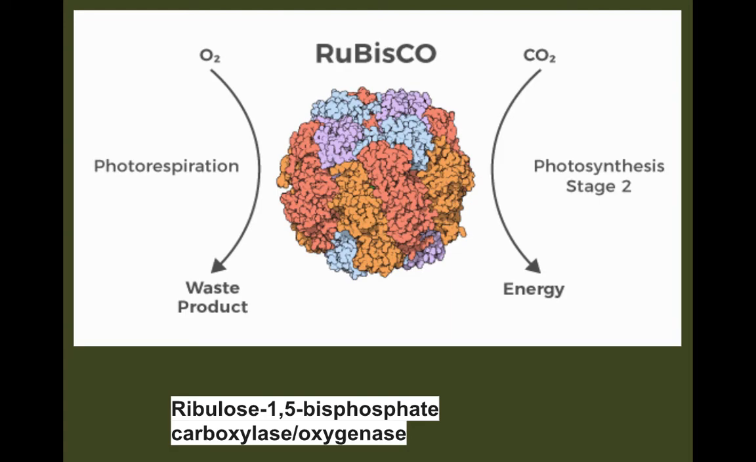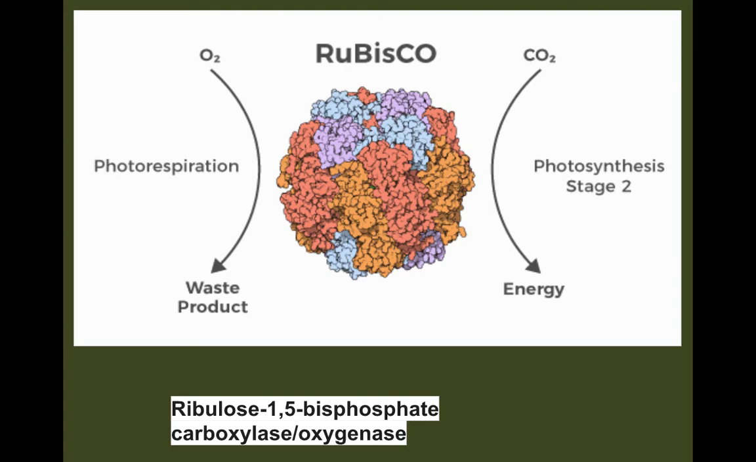But rubisco has this weird thing where under certain conditions, it can react with oxygen. It's supposed to react with carbon. In an ideal world, it's a carboxylase. It reacts with carbon. But in some conditions, it will accidentally bind to oxygen and react with oxygen, which is a problem for the plant.